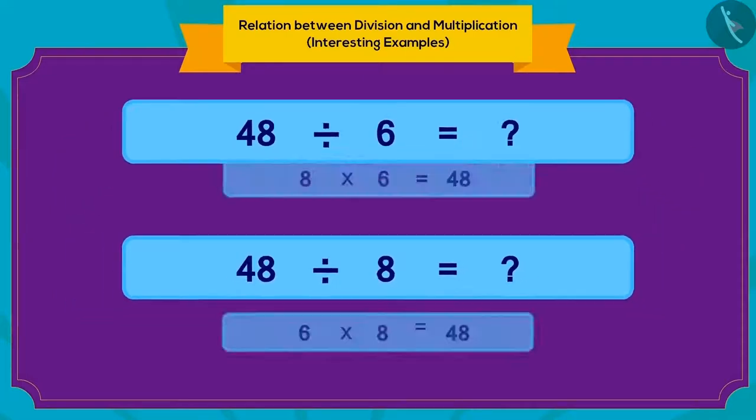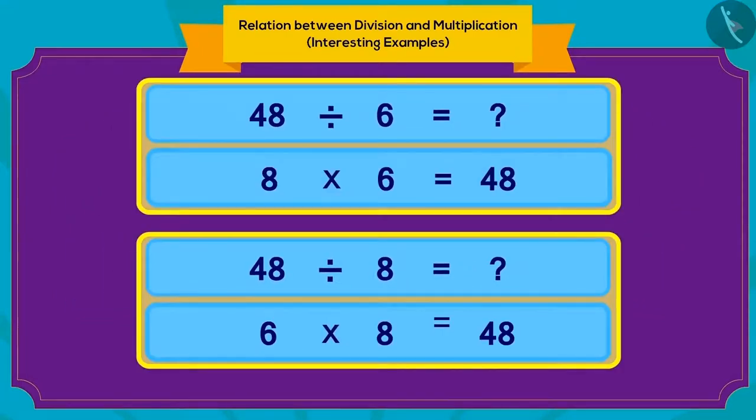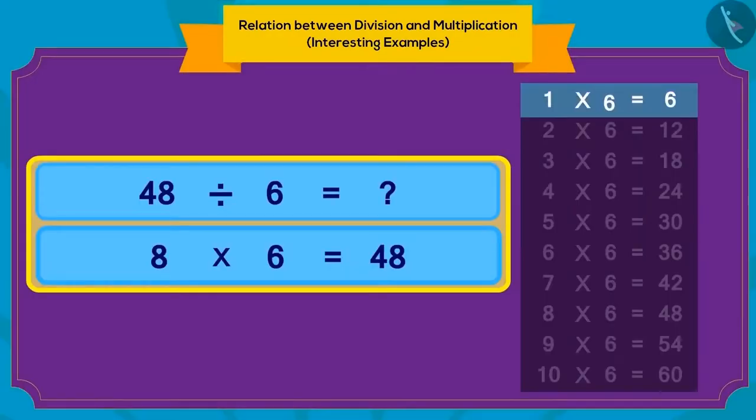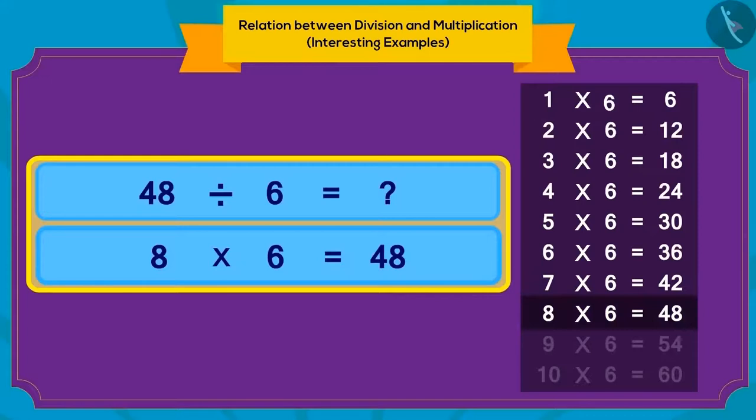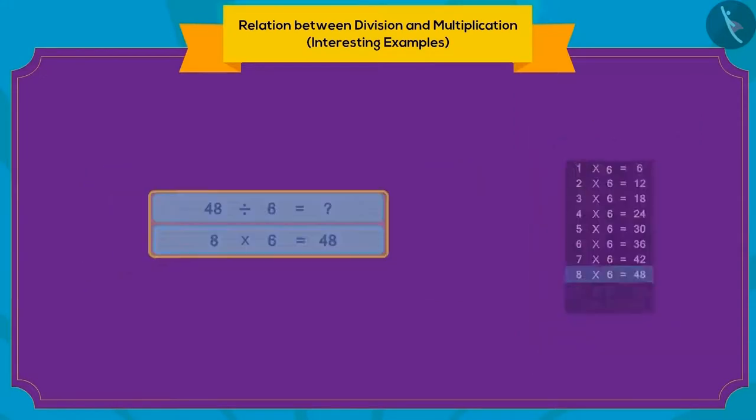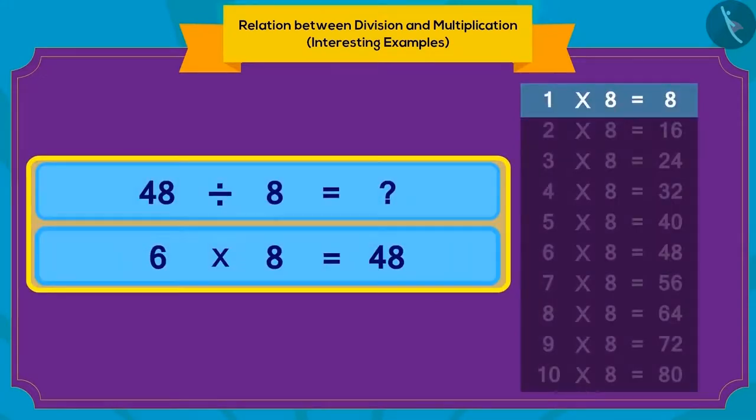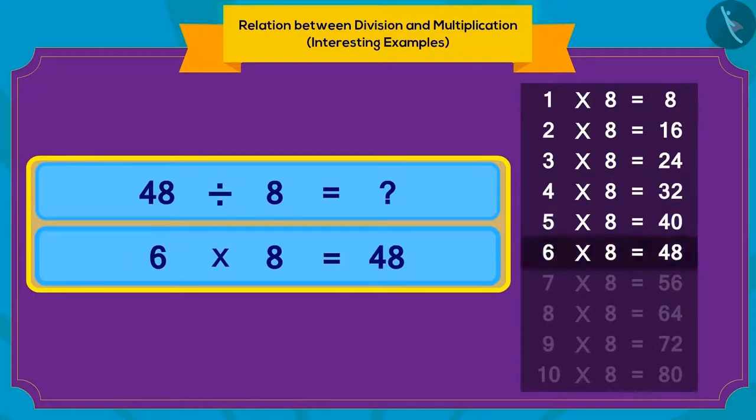Yes, look at the division and multiplication here. Can you spot some similarities in these two? Oh yes! If we need to find out the answer for division question, all we need to do is look up the table of 6 and see what multiplied by 6 is 48. Or, in the table of 8, what multiplied by 8 equals 48.